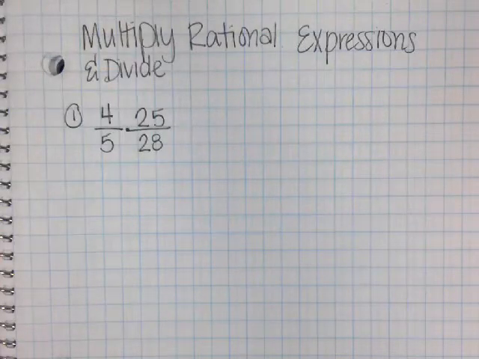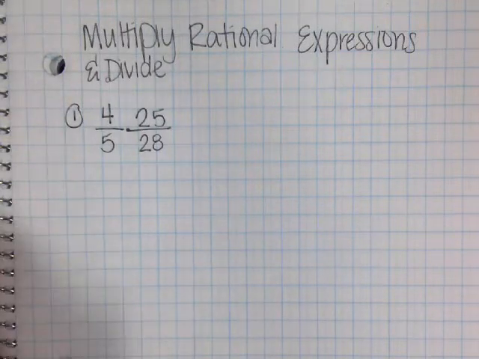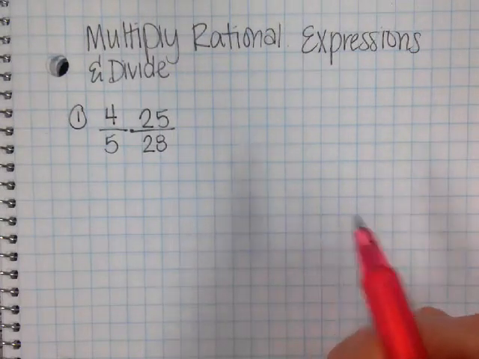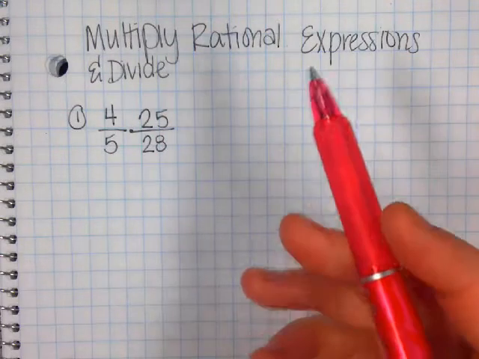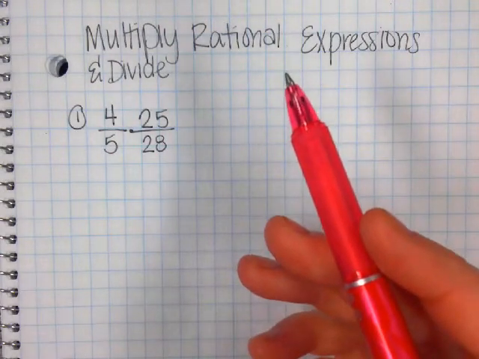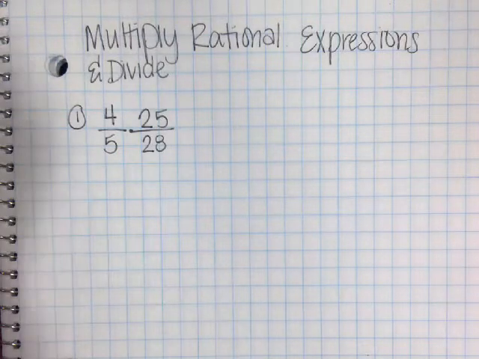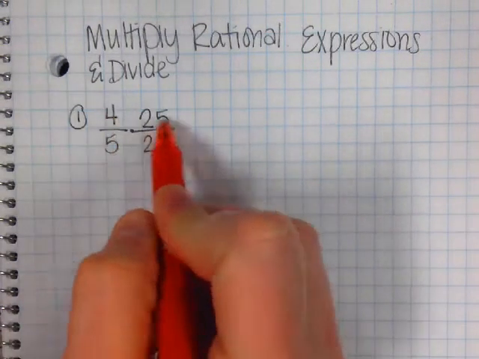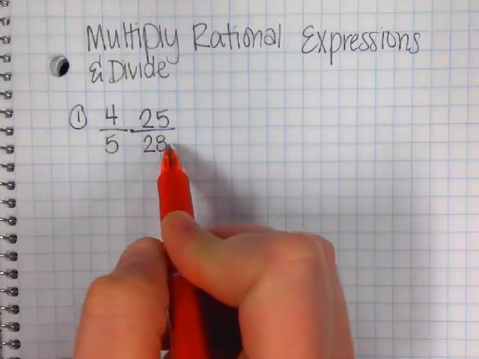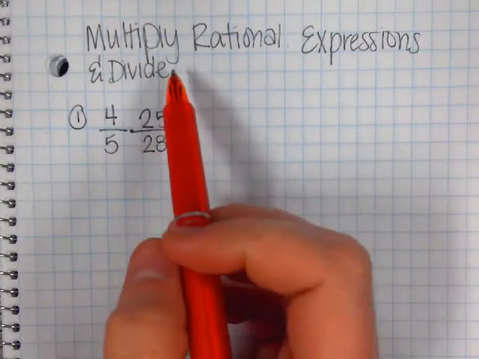Multiplying rational expressions. Remember, rational means ratio, so it's fractions. When you multiply, this one doesn't have any letters, so yes, you could type it in your calculator and it would give you the answer. But I want to review multiplying fractions. Remember, when you multiply a fraction, you multiply across the top and you multiply across the bottom. But the whole point is to simplify.